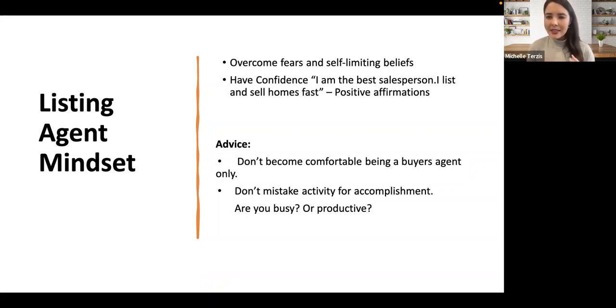And don't mistake being busy for being productive. Those are two different words. I think a lot of us say, oh, we're really busy. Oh, we're showing 15 buyers and we're very excited, but that doesn't necessarily equate to making the most amount of money or hitting your goals. So this is what draws people to want to work with sellers more so, because it's a more predictable outcome once you've got the contract.